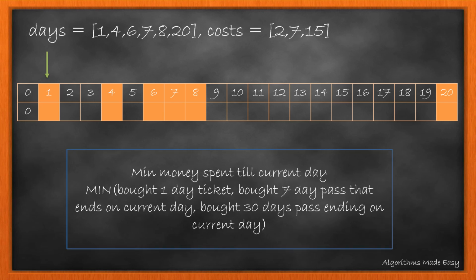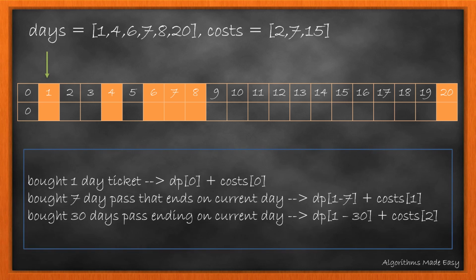Minimum money spent till the current day can be found by calculating the minimum between all 3 costs. That is, if I bought a 1-day ticket or a 7-day pass or a 30-day pass. We will try reducing the cost spent till current date. So, we will be calculating the cost ending on the current day. These costs can be given as shown on the screen.